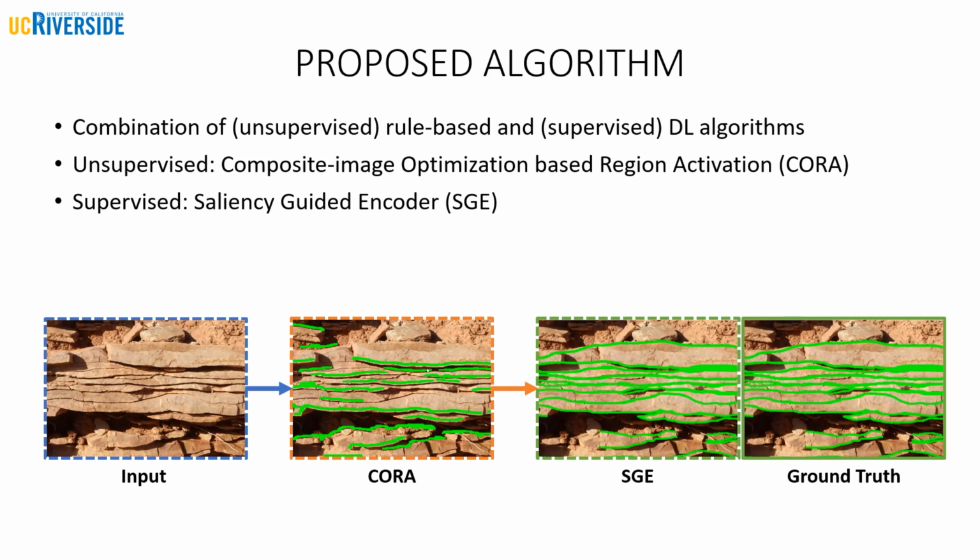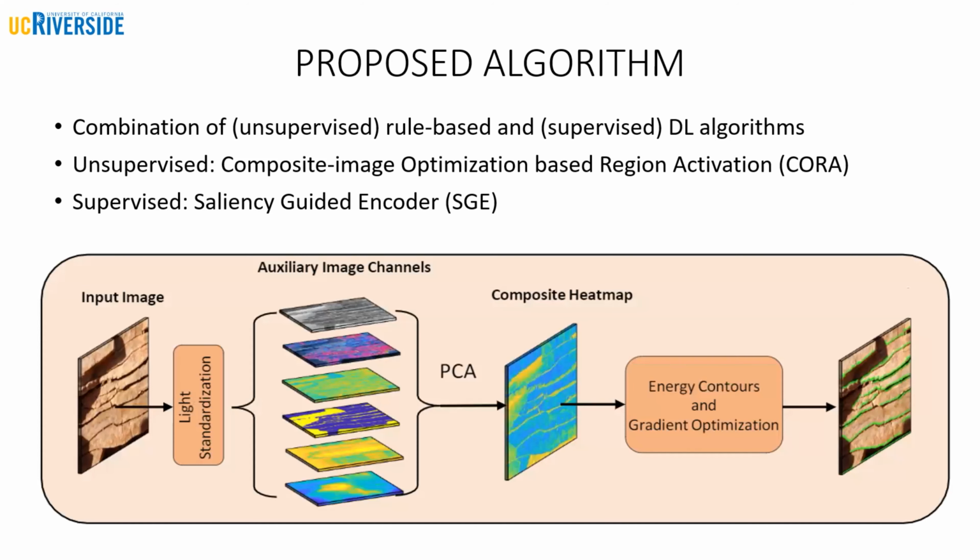What it does is it casts our image into a higher feature space and then develops a composite image, which is a higher level expression of the same image. And we perform energy contour and gradient optimization on this. The output is essentially region activation, meaning the image is telling us, oh, these are the regions where the ripples will be present and everything else you should reject.